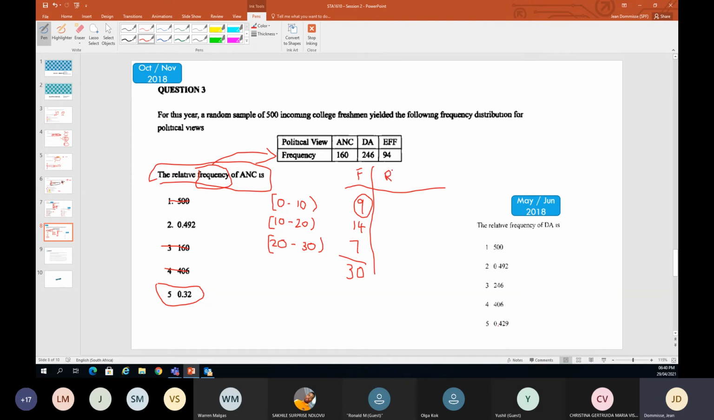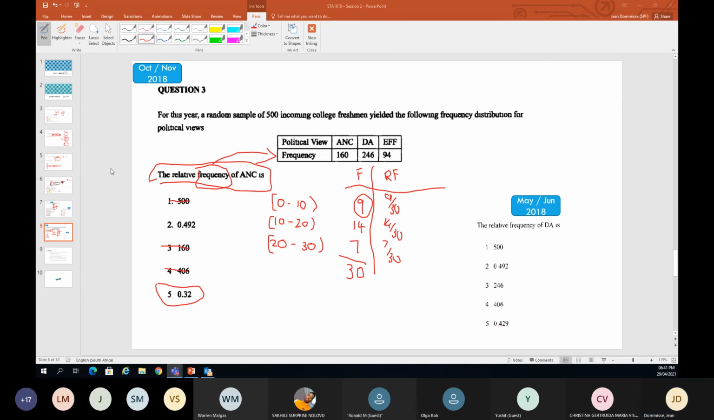Relative frequency tells me basically what is the percentage of each. So relative frequency is what is the percentage or what is the decimal out of the 30. So 9 out of the 30 is in that bracket. 14 out of the 30 is in this bracket, and then 7 out of the 30 is in that bracket. So that's what relative frequency means.